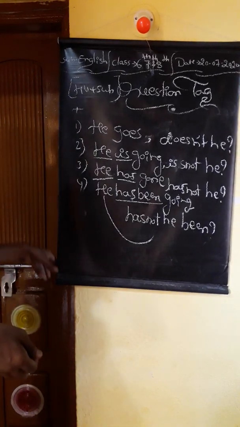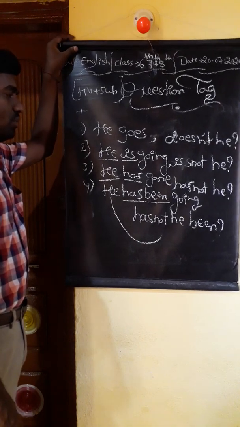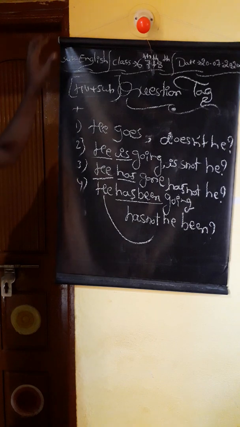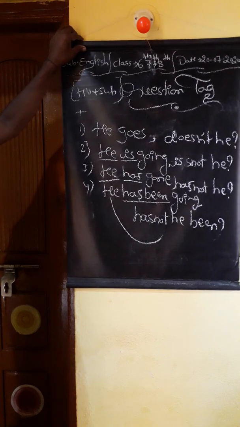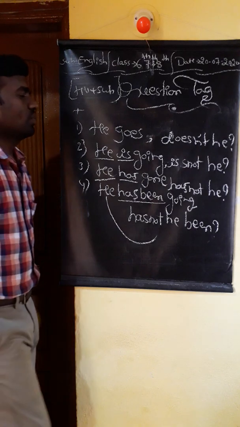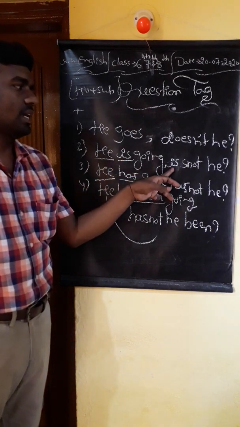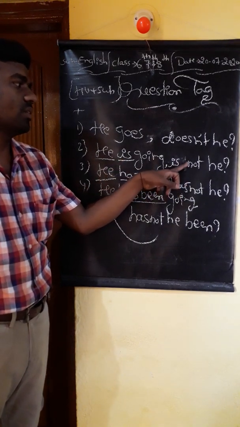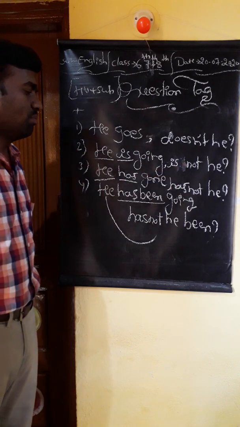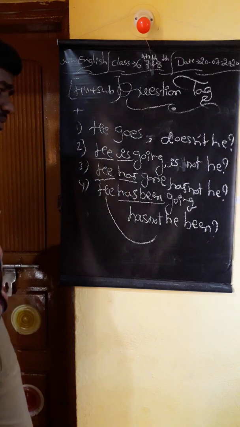I have taken simple present tense, present continuous tense, present perfect tense, and present perfect continuous tense, with the verb go and the subject he. I have written he goes, he is going, he has gone, he has been going. For he goes, we use doesn't he. For he is going, apply the helping verb as it is, and since there is no word called not, apply not and take the subject part. For the present perfect tense, the helping verb is has, take has, apply not and the subject part.